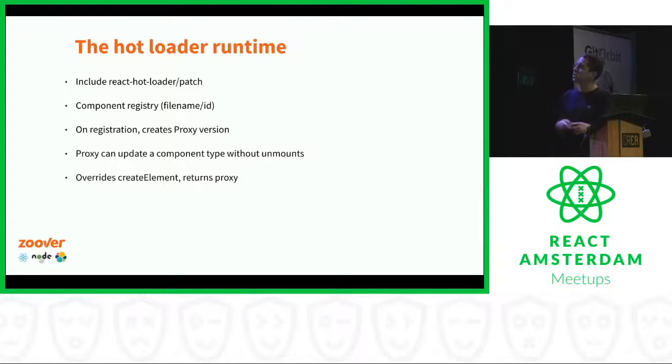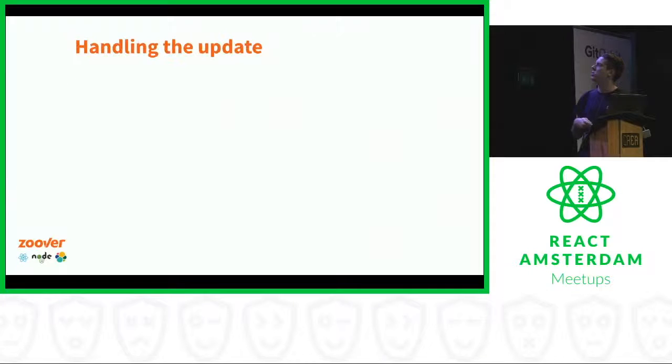And the last thing that it does is it overrides createElement, which is a React function. If you don't know what that is, it's basically something that you call every time you write JSX. There's actually just a React.createElement call, and it will return the proxy for a type if it has that type in its registry.